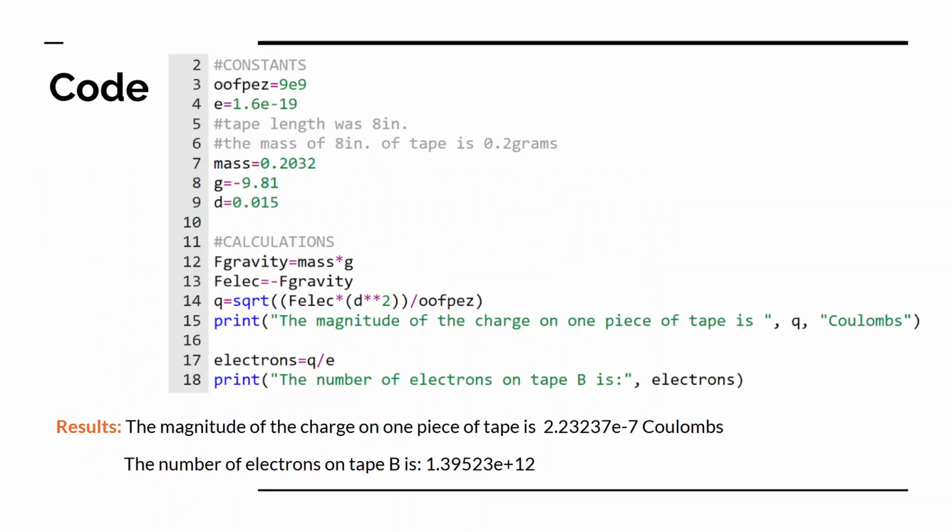Code. Here is the code using the constants e, the mass, force of gravity, and D, and then the calculations to find the force of gravity, the electric force, the square root, and the number of electrons on tape B. The result is that the magnitude of the charge on one piece of tape is 2.23 e to the negative 7 coulombs, and the number of electrons on tape B is 1.395 e to the positive 12.